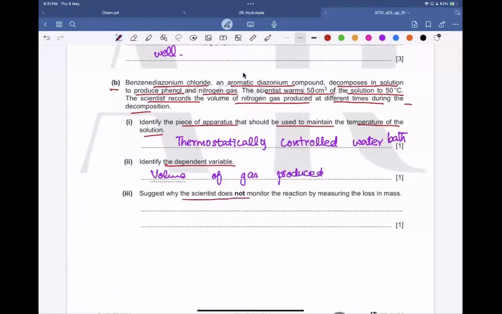So this is why scientists do not monitor the reaction by measuring the loss in mass. It's not possible because the apparatus or the container is in a water bath, right? We have put it in a water bath, so how will we measure the change in mass for that?